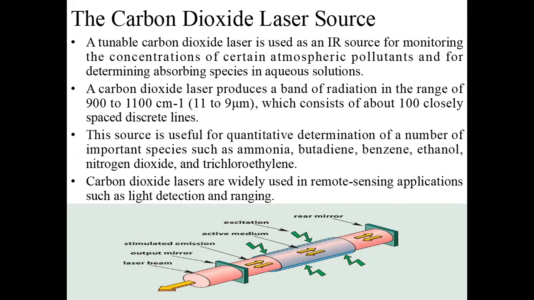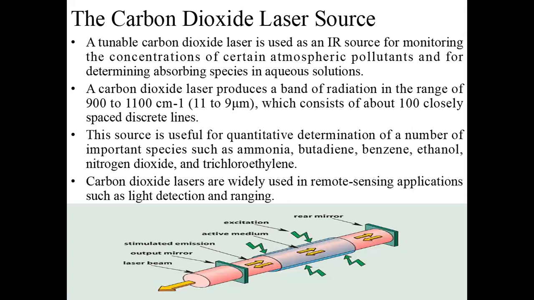This source is useful for quantitative determination of a number of important species such as ammonia, butadiene, benzene, ethanol, nitrogen dioxide, and trichloroethylene. Carbon dioxide lasers are widely used in remote sensing applications such as light detection and ranging. This is the construction of the carbon dioxide laser source.